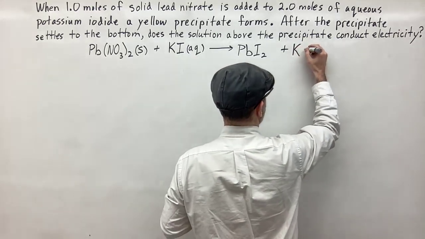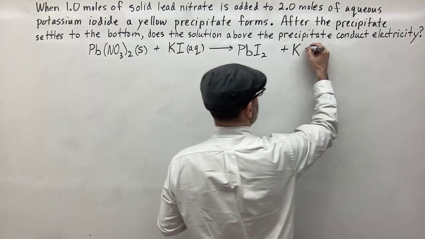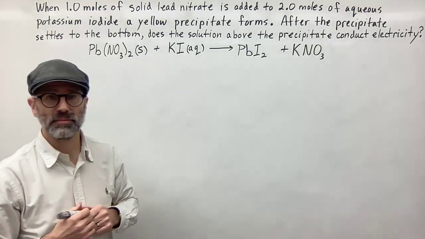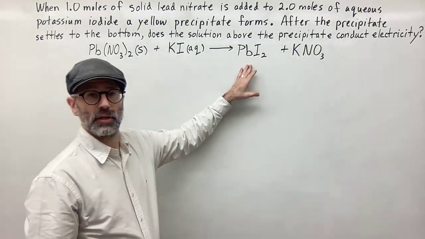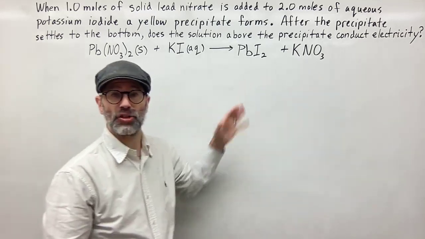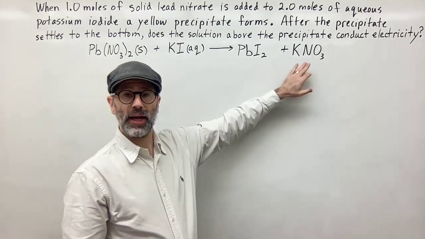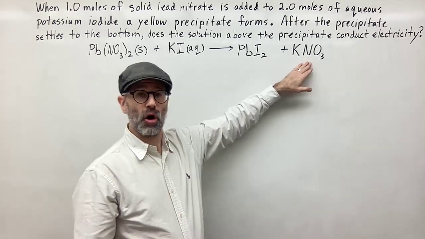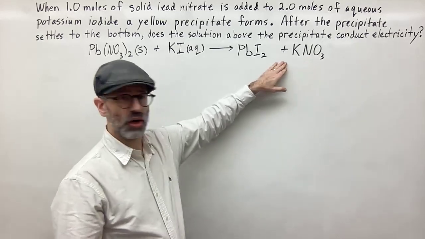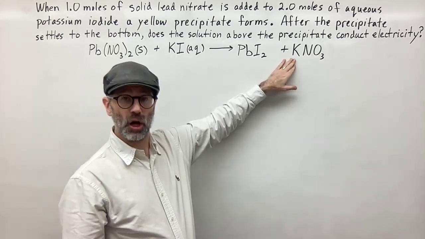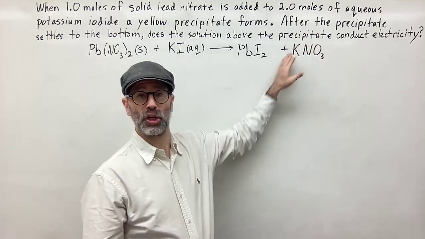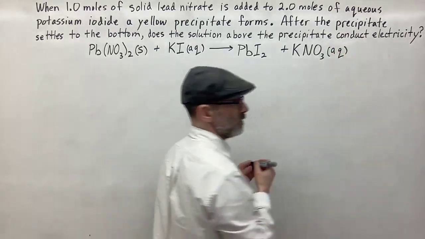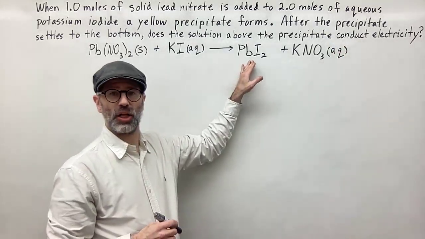So we'll have potassium, which is a +1, and nitrate -1, so it's 1 each. So KNO3. Now, which one is the precipitate? We have to look at our solubility rules. Right away, you should know that the first solubility rule tells you that all nitrates are soluble. Also, group 1 metals are all soluble. So this is soluble, so that's aqueous.